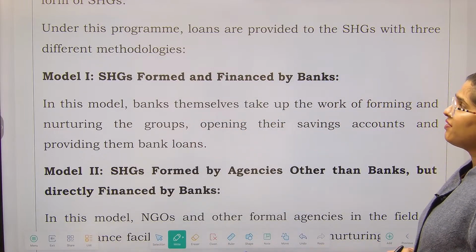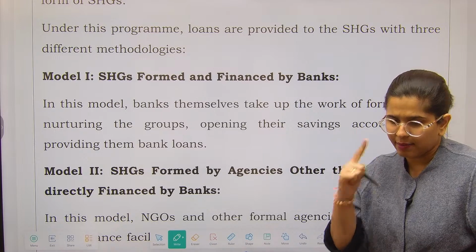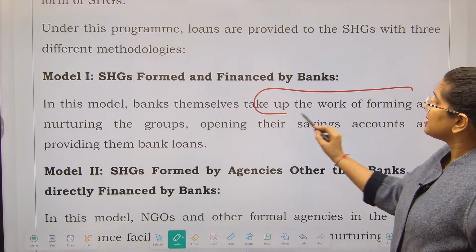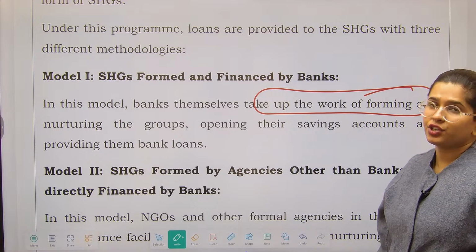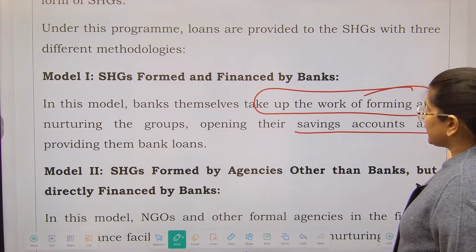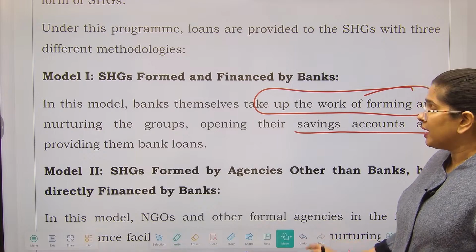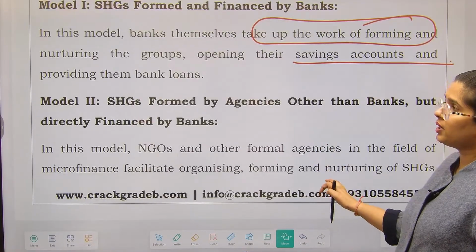Self-help groups formed and financed by banks. So this is the number one model that we are having. अब यहाँ पे bank themselves they take up the work of forming and nurturing the group, opening their savings account as well as providing them the bank loans. Number one. Number two, what is model two?